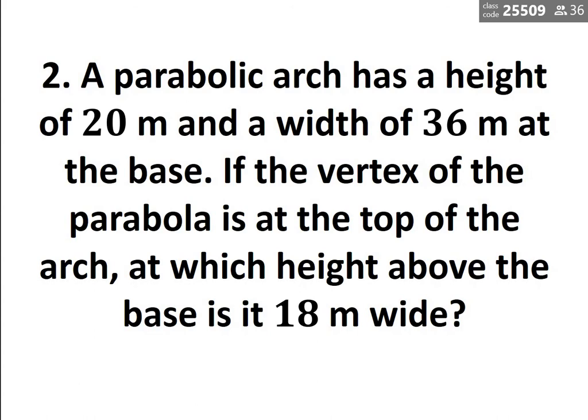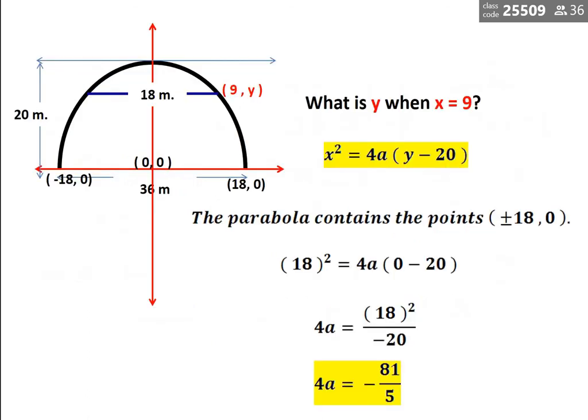A parabolic arch has a height of 20 meters and a width of 36 meters at the base. If the vertex of the parabola is at the top of the arch, at which height above the base is it 18 meters wide? So let's add the illustration. This is the illustration of the arch. This is the below and this is the above. This height, from this point to that point, is 20 meters, and we're going to have the x and y axes here.